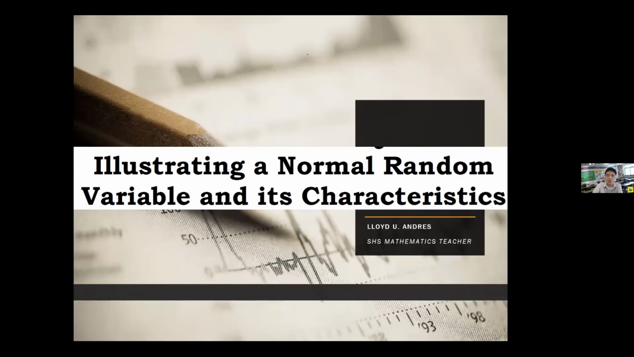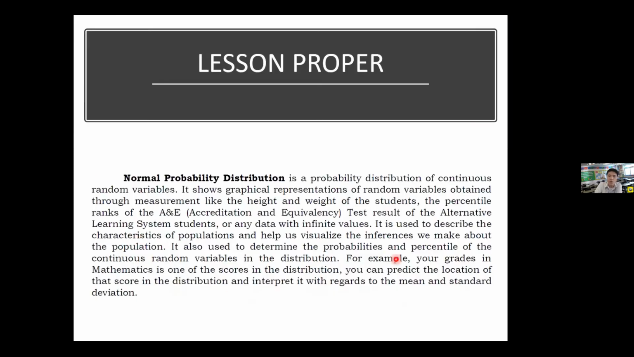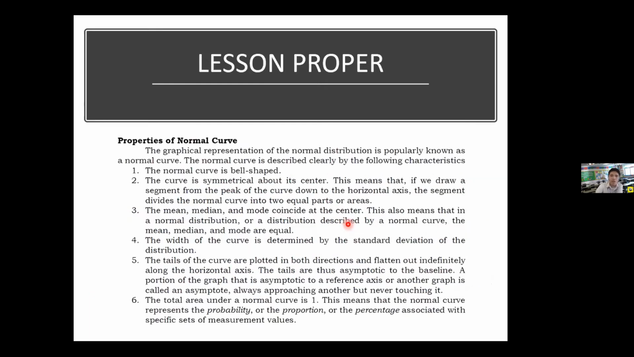Illustrating a normal random variable and its characteristics. So, ang focus nato this time is more on continuous random variable. So these are the properties of a normal curve. The graphical representation of a normal distribution is popularly known as a normal curve. The normal curve is described clearly by the following characteristics.